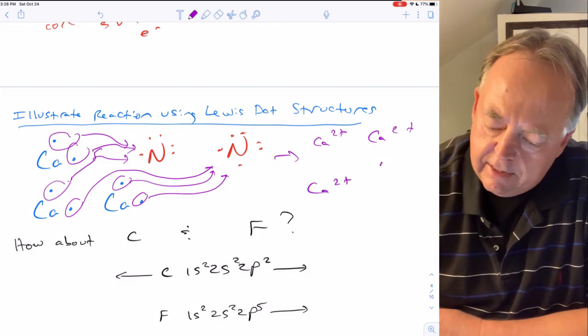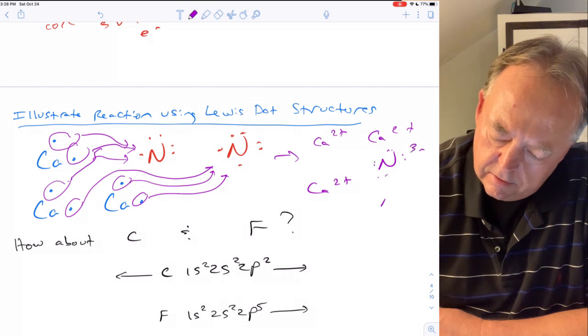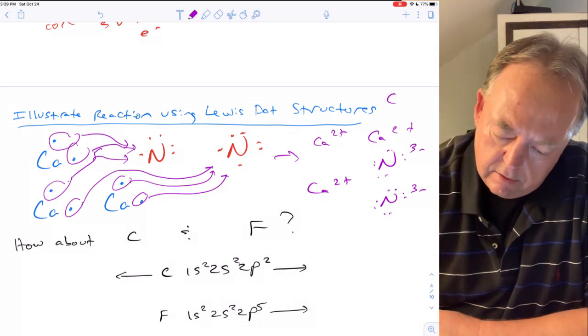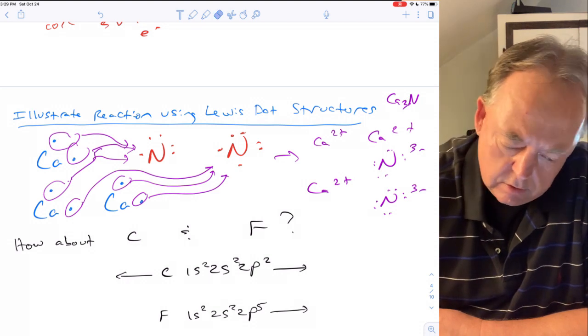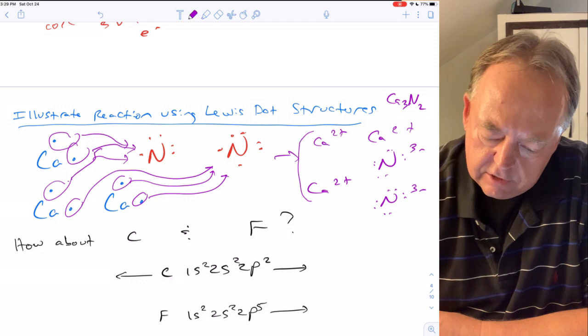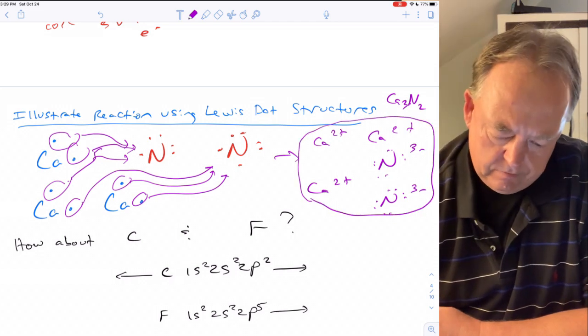So you make 3 Ca2+, and you make 2 N3-, so that would be Ca3N2, but you would have to recognize it's really 3 calcium 2+ cations and 2 N3- anions.